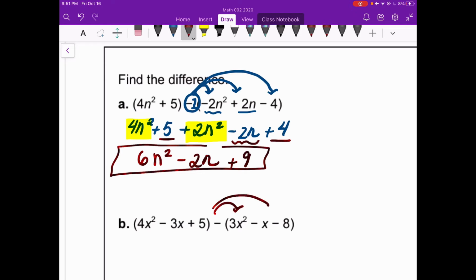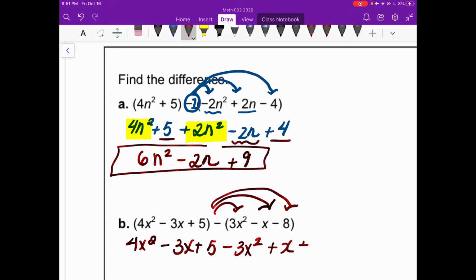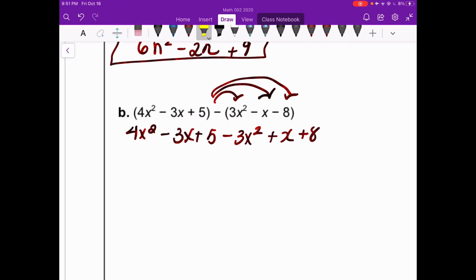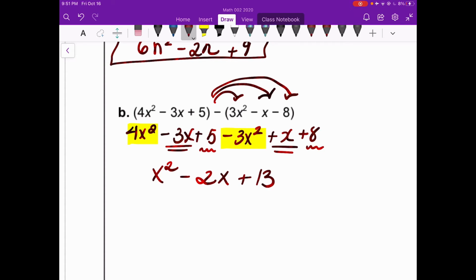Next problem, distribute that negative. Rewrite the first part. Make everything in the second opposite: -3x squared, positive x, and positive 8. Find your matches. 4x squared matches with -3x squared. That totals to 1x squared. -3x and x becomes -2x, and 5 and 8 become positive 13.